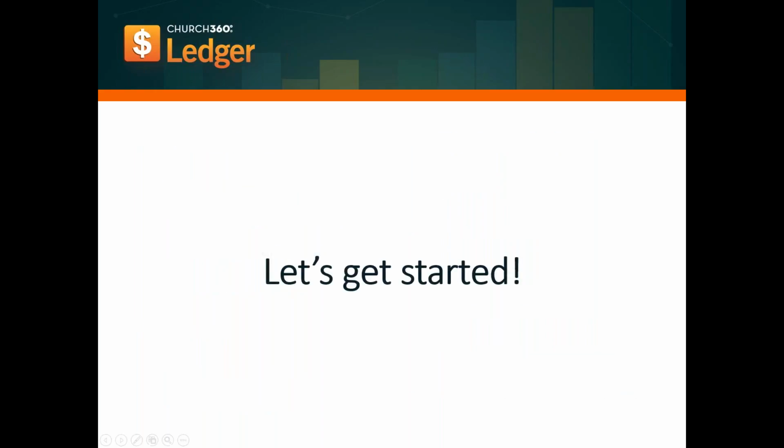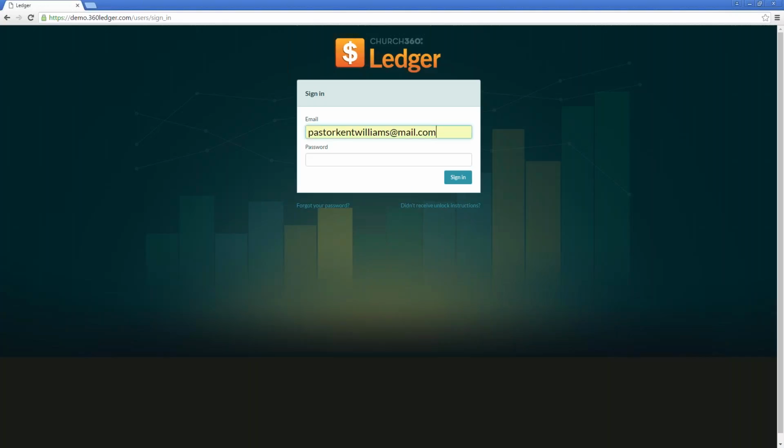So the first thing that we're going to talk about real quick is the conventions for Church360 Ledger. It does make use of fund accounting, which is essentially using restricted accounts to set money aside for specific purposes. An example could be a building fund or a memorial fund. So 360 Ledger uses restricted accounts to allow you to make use of fund accounting. You'll be able to set money aside for specific purposes.